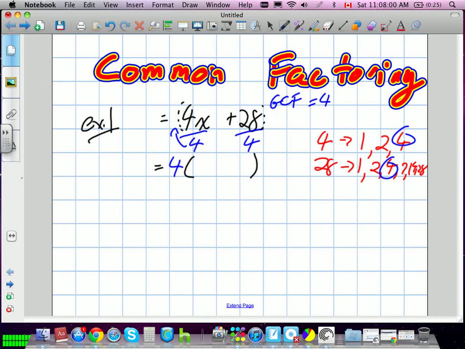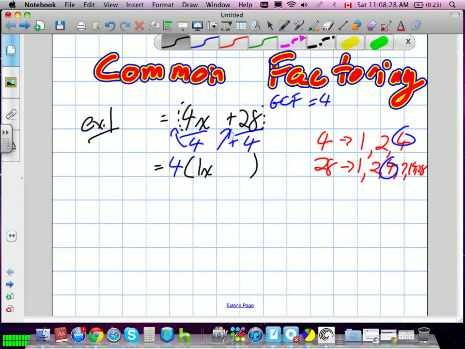And then, depending on what these equal, these are the two terms that are going into the brackets. So 4x divided by 4, essentially it's 1x, right? So we can put in our 1x. And then our other one is 28 divided by 4. And what's important to notice is it's a positive, right? So it's positive 28 divided by positive 4. That's going to give us positive 7. Now this would be your answer.